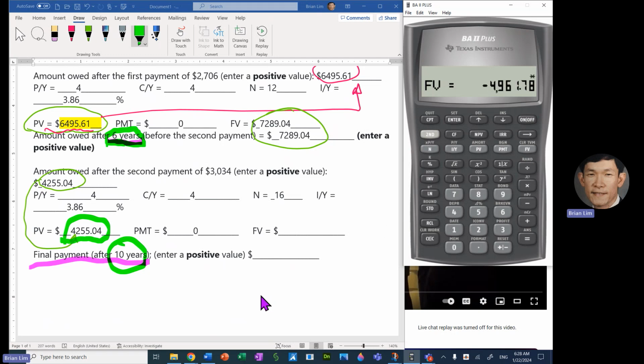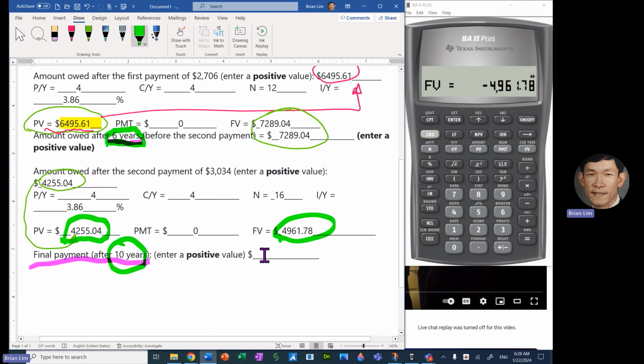And now we make the last computation for the future value. And that number is 4961.78. So let's put that number into here. And this number here is the same number that will go in here because now the debt is paid off. So 4961.78. Okay, so there you are. And that, I hope, solves the problem correctly.